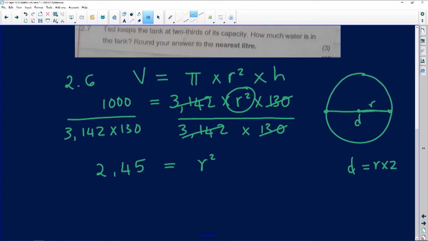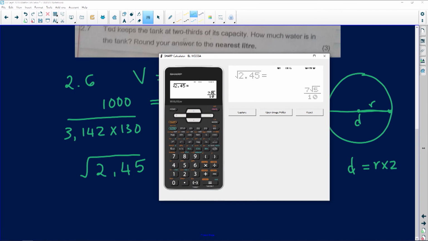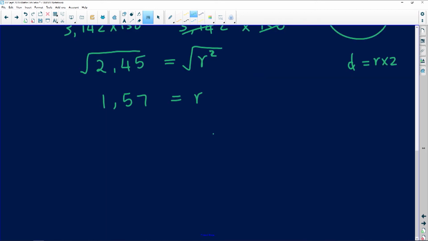Now I need to eliminate the square over here. And in order for me to eliminate that square, I need to put a square root on both sides. So I need to square root both sides. Me square rooting both sides then removes that square over there. Let's go put that in our calculator. Square root of 2.45. That then gives us 1.57, which is our radius.